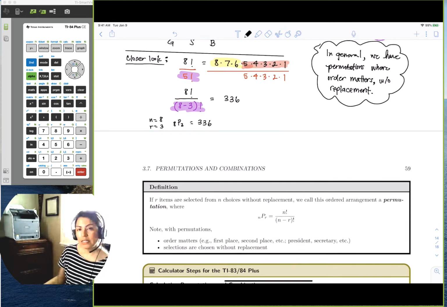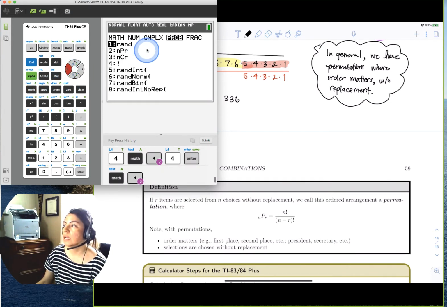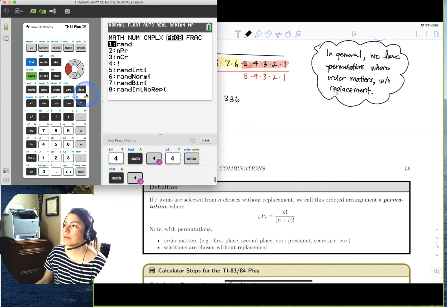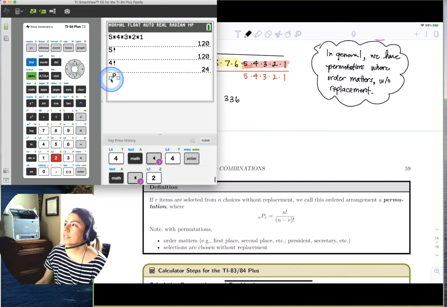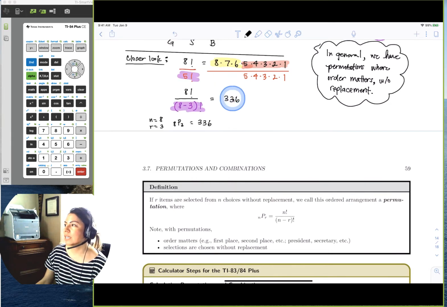And if we did this in our calculator, permutations are in that math probability menu. In fact, you would see nPr. Notice number 3 has a C there, and that's combination, and we're going to do that next. So let's go ahead and select number 2. And notice it gives me the prompts for n and r. So here I would put 8, move the cursor over, pick 3, and that would be 336, which is exactly what we got.